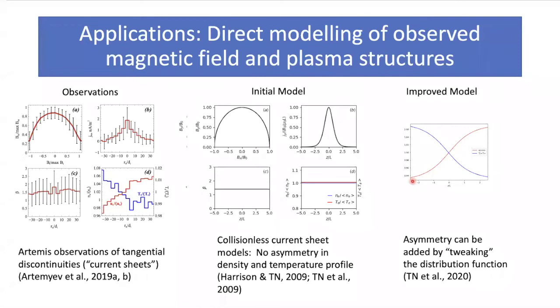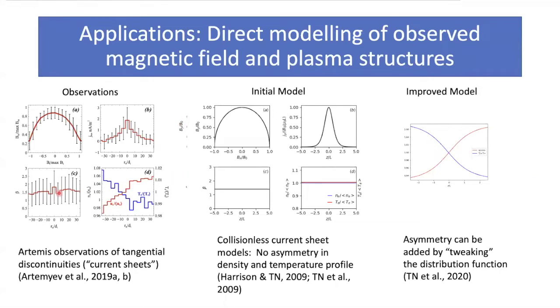Okay, another application, and again, I've just taken an example from my own work here. I could have picked many different examples, of course, from other people's work, is to use equilibrium models for direct modeling of observed magnetic field and plasma structures, either in the corona or, of course, Earth's magnetosphere and so on. So this particular example, and this is a pretty busy slide, so let me talk you through that.